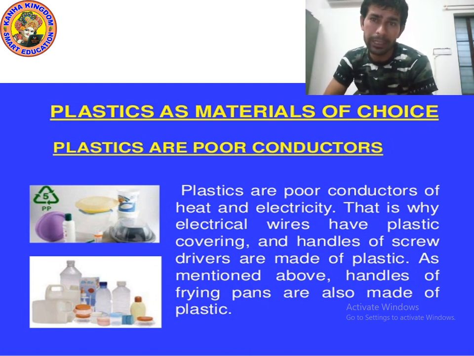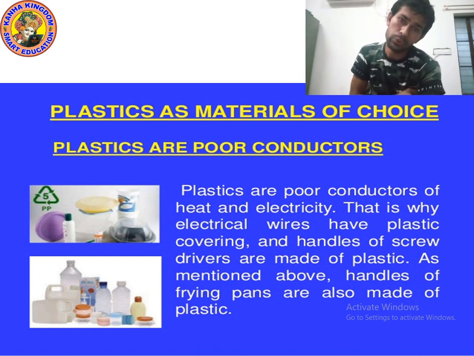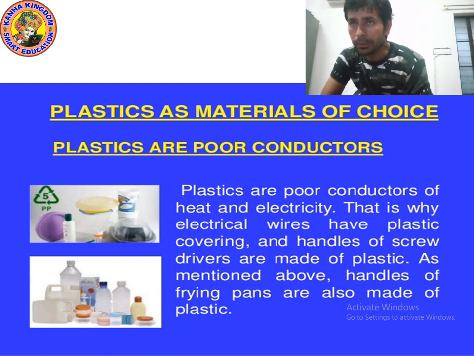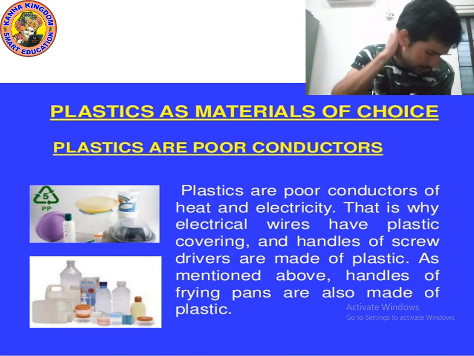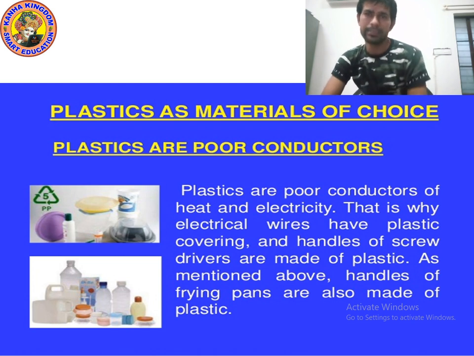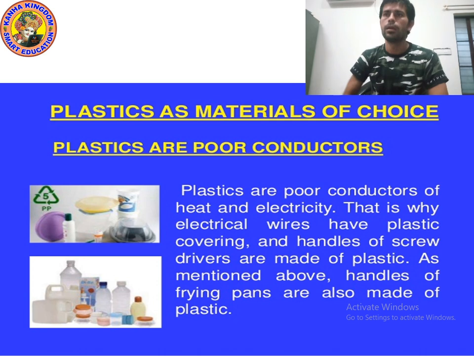There are two types of conductor, good conductor and poor conductor. Remember kids, good conductors are those through which heat and electricity can easily pass, and poor conductors are those through which heat and electricity cannot pass. So plastics are poor conductors of heat and electricity.